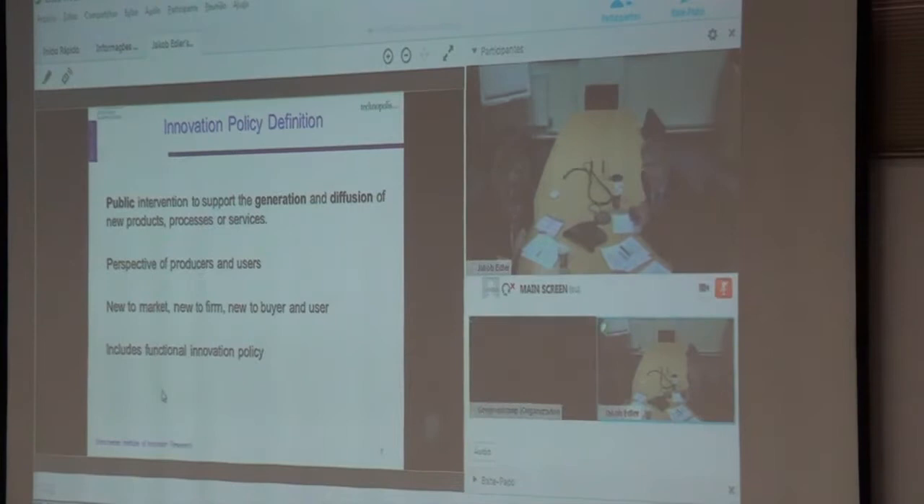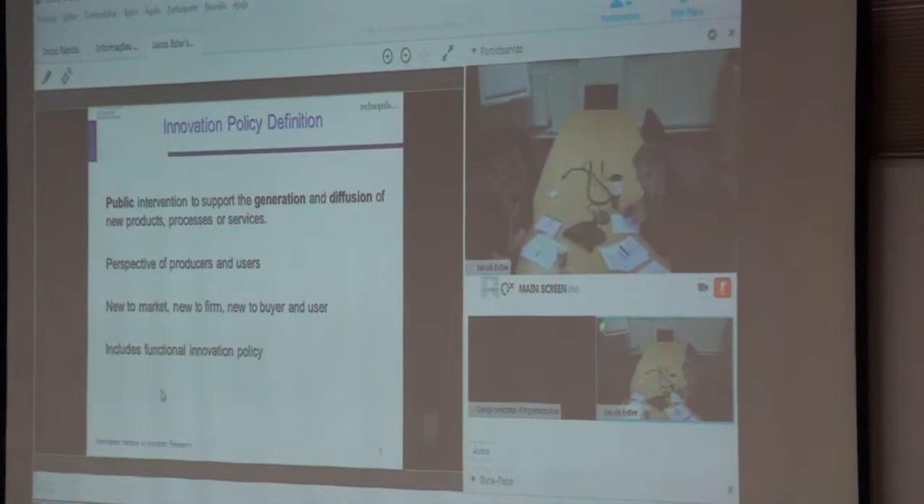And some of the policies we looked at were actually not officially labeled within the innovation policy remit, but were in other policies like energy policy, transport policy, and so on, but had, of course, an innovation angle. We don't go through that one.